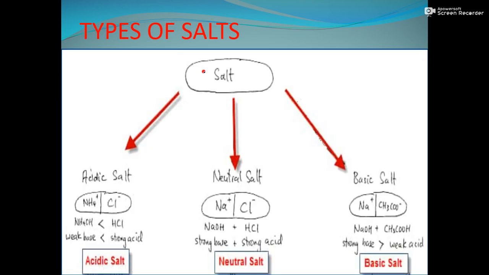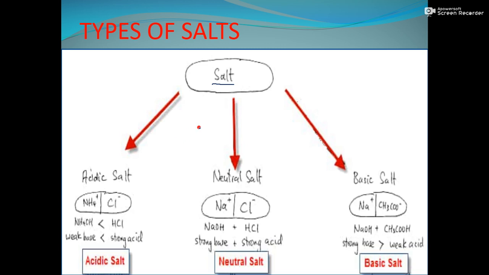Now the next one, types of salt. As we know, salts are made up of acid and base. What is salt made from? Acid and base. So the strength of the acid and the strength of the base which we used for the formation of this salt decide the type of salt. Now what is the meaning of strength? Strength means whether it is strong or weak.